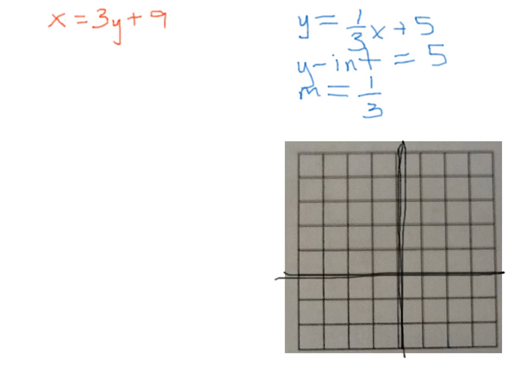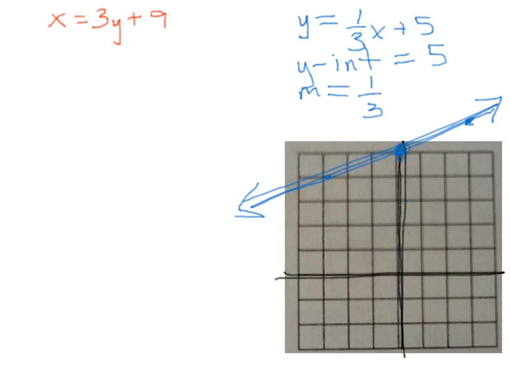So I'm going to come up here, 1, 2, 3, 4, 5. There's my y-intercept. And then I'm going to go up 1/3. That puts me there. So here's my blue line. There it is in all its beauty. And now I'm going to take a look at the red one.